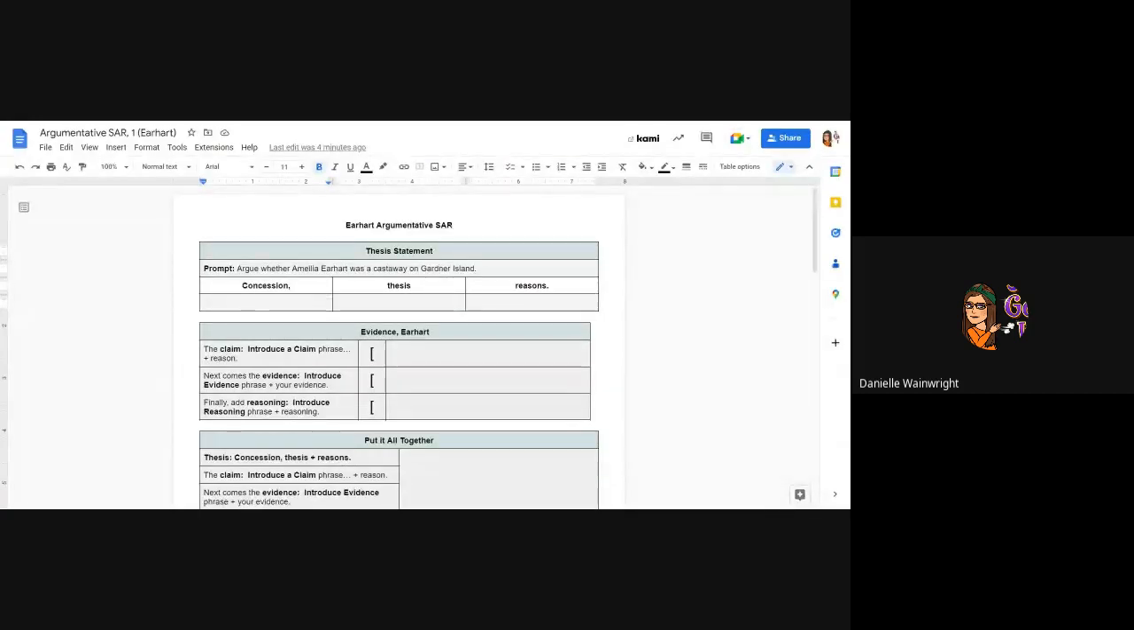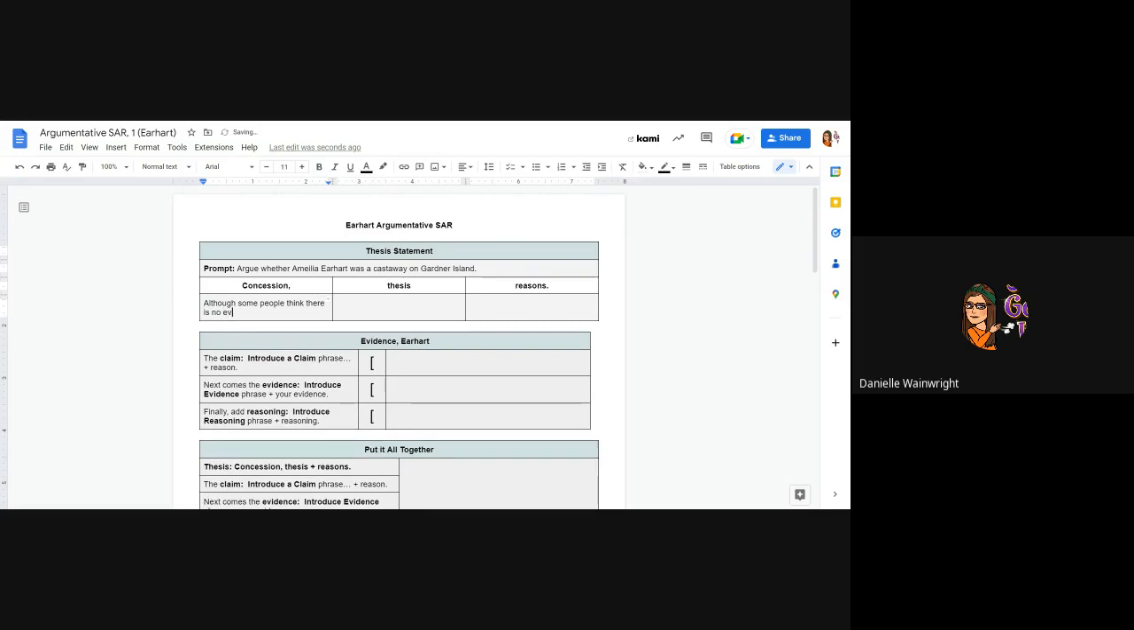We might say something like, although some people disagree. And it seems like the main reason that people don't believe this is they feel like there's not evidence. So that's what we should say in our concession: although some people think there is no evidence to support this, comma. So the concession ends in a comma, then you state your thesis, right?